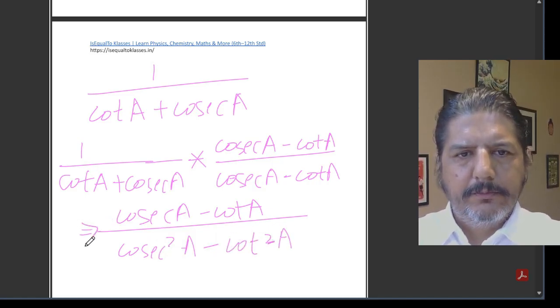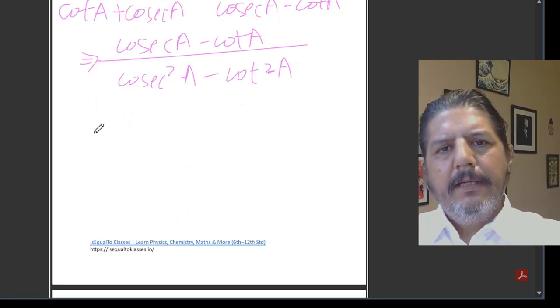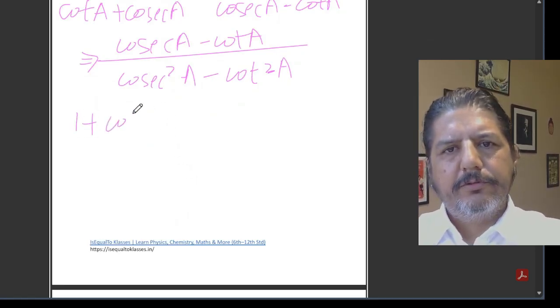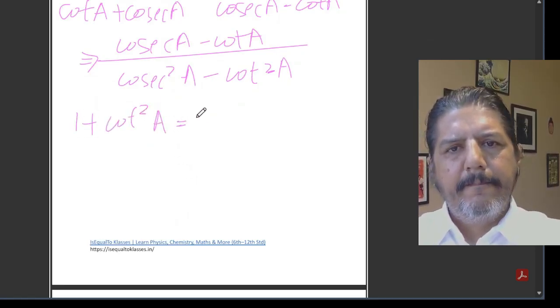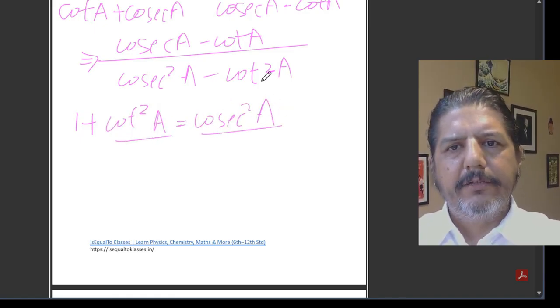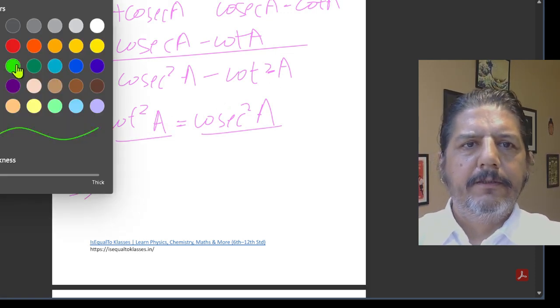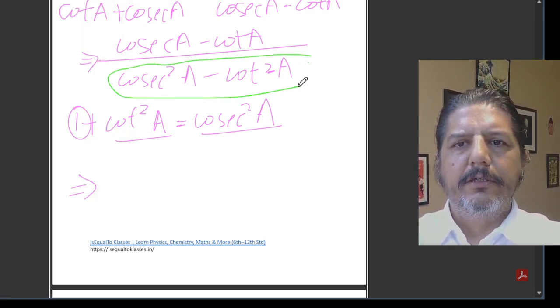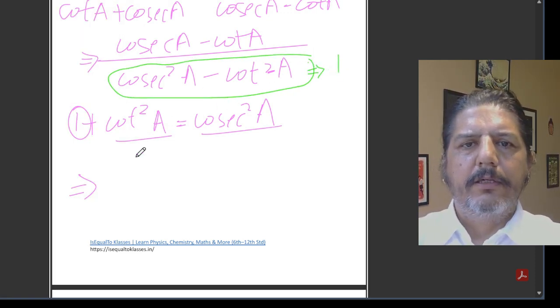Hope this is making sense. And we understand 1 plus cot square A equal to cosecant square A. So cosecant square A minus cot square A would be equal to 1. So basically this denominator is actually equal to 1. So my final answer would be cosec A.